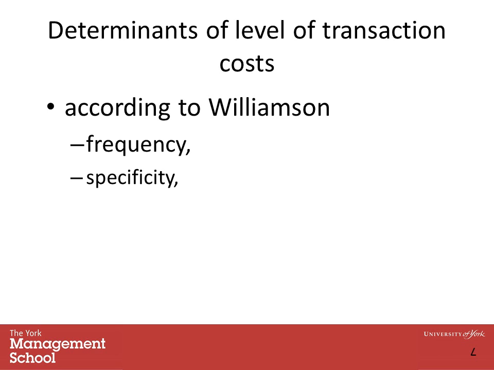Specificity. How specific is it? Buying a car is very specific. Buying groceries is similar to other purchases of groceries. Buying beans is the same as buying soup. So the more specific it is, the higher the transaction costs involved in that transaction are going to be.